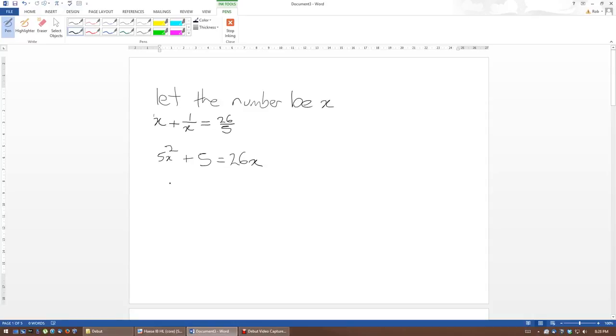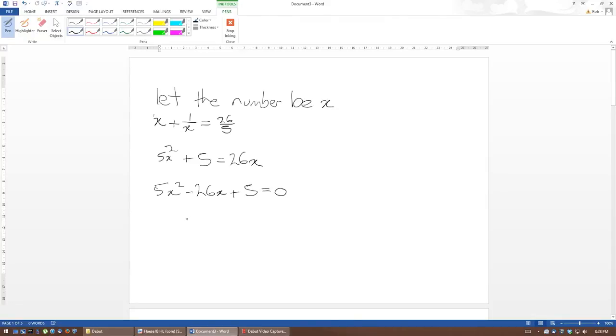Now the following step is to rearrange this equation so that we have all our terms on the left, leaving just 0 on the right. So that will give us 5x squared minus 26x plus 5 equals 0. Now we need to solve the quadratic. There's a number of options that you can use. You can use factorization, completing the square, quadratic formula, technology, etc., etc.